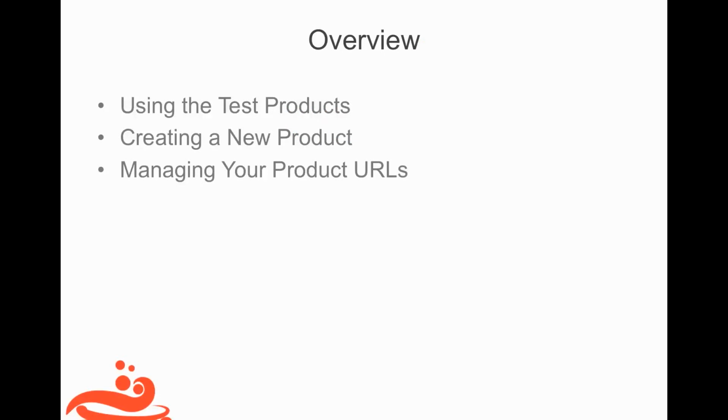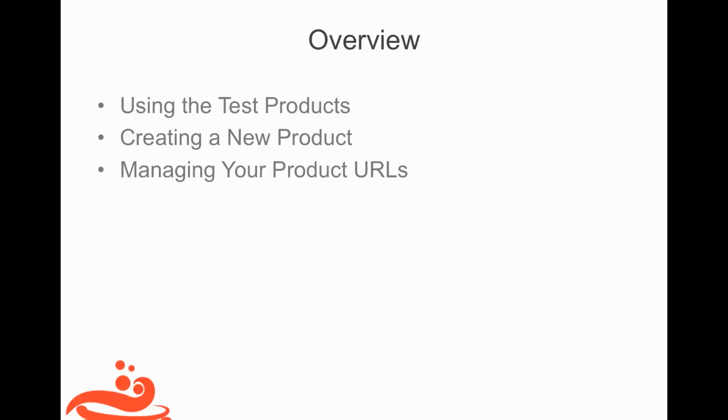So an overview of what we're going to touch today is we're going to talk a little bit about using the test product. So if you're just getting started with Hotcakes, you got it installed, you don't have any products yet. We went ahead and created the ability for you to generate a couple of quick products for you to do some testing with. We're going to talk about creating a new product. So doing one from scratch and kind of what goes into that. And then lastly, we're going to talk a little about managing your product URLs.